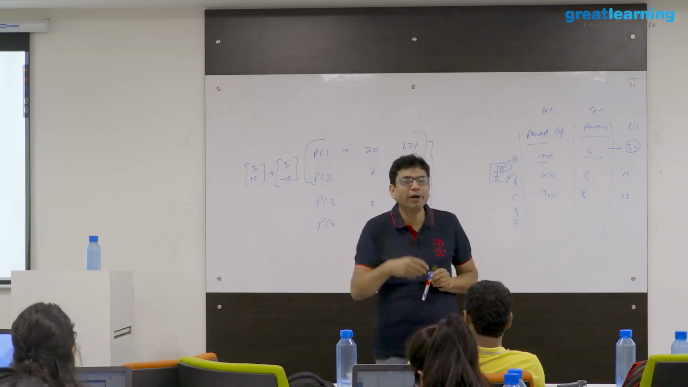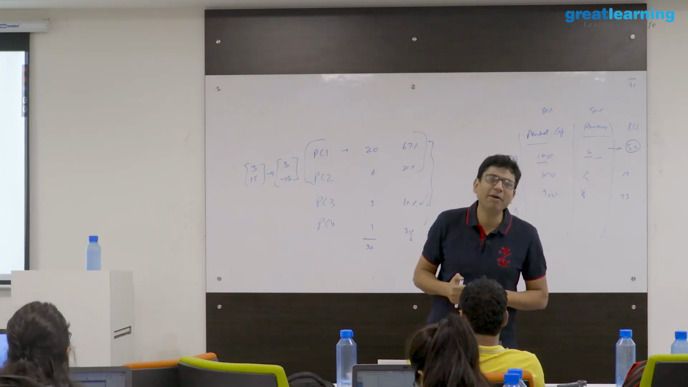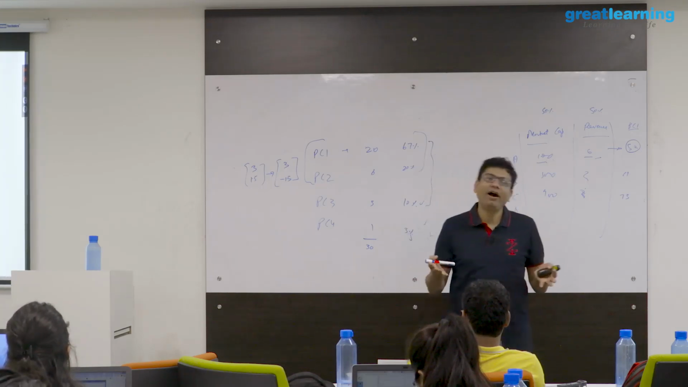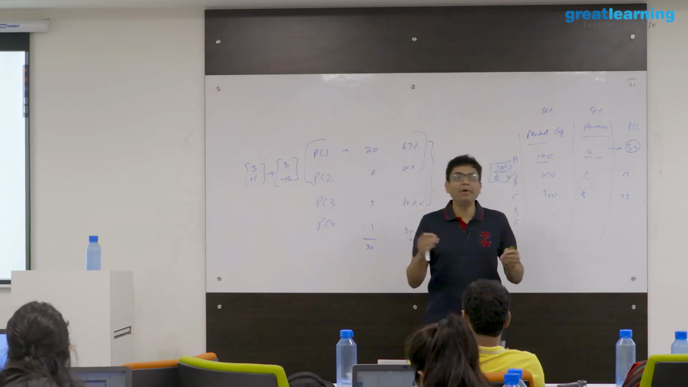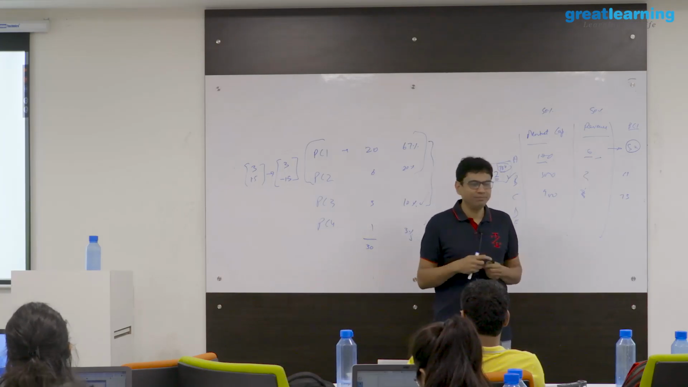If you do correlation analysis among the PCs, it will come out to be 0 for all of them. That's it. They are independent features. They are built like that.